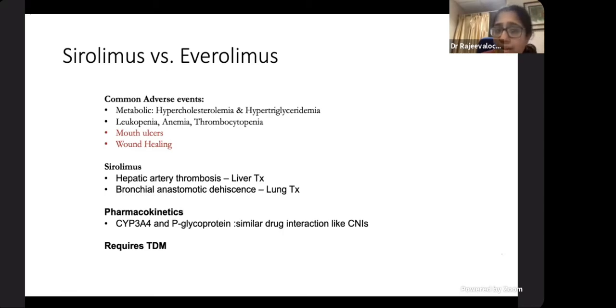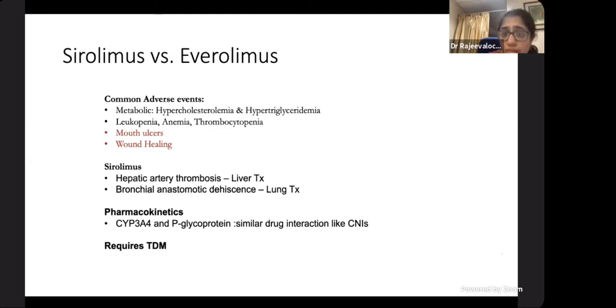It's very important to note that when we are using it concomitantly with CNIs, it can cause thrombotic microangiopathies. Very commonly, it causes mouth ulcers and impaired wound healing. I just wanted to mention that proteinuria is fairly common when we use these anti-proliferative agents. And if somebody has proteinuria of more than 1 gram, it's important to make sure that we avoid using these drugs.